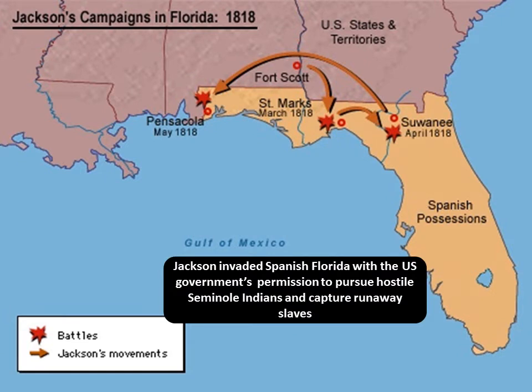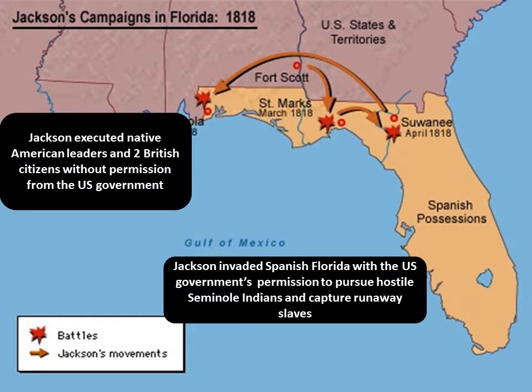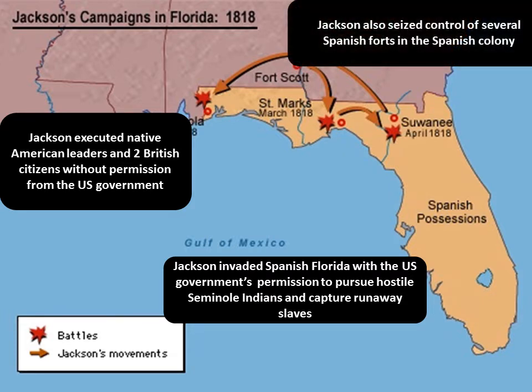But in 1818, when Jackson swept into Spanish Florida, he very quickly executed 2 Indian chiefs, 2 British subjects that he had claimed were assisting those Indians, and he even seized several Spanish forts in the area, even though he was not authorized to do so.